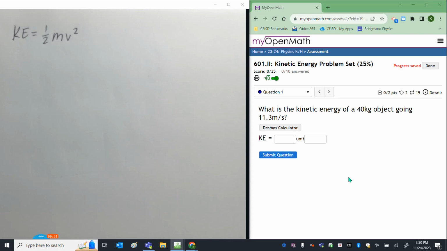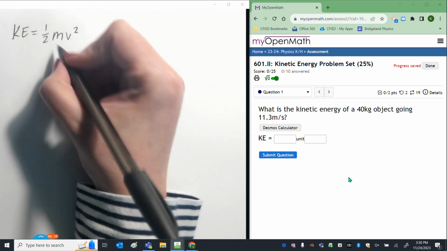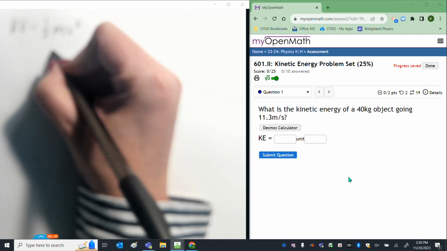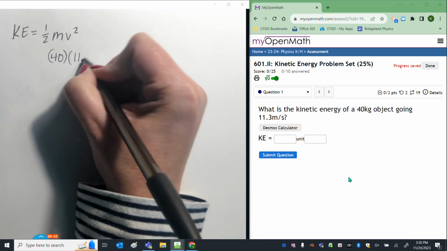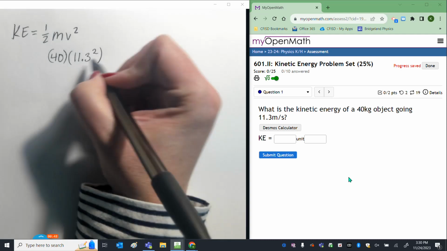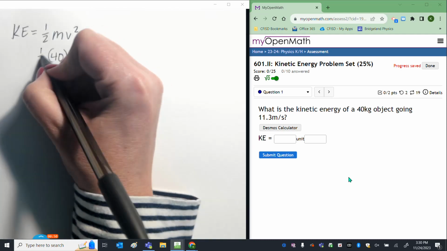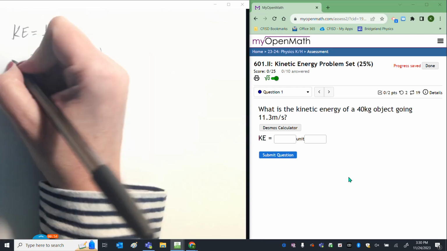And so if we want to solve for kinetic energy, they have given us, in this question, the mass, and they have given us the velocity. The mass that they gave us is 40 kilograms. The velocity that they gave us is 11.3. So we're going to square just the velocity. The equation doesn't want us to square everything, just that velocity. And we're going to do that, multiply everything together, and that's going to give us our KE.